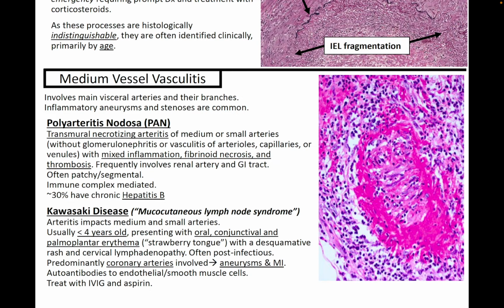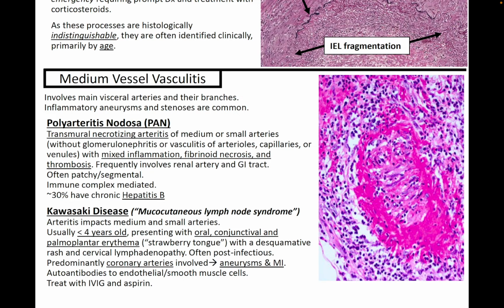It's an arteritis that impacts medium and small arteries, usually in individuals under 4 years of age, presenting with oral, conjunctival, and palmoplantar erythema, also known as strawberry tongue, with a desquamative rash and cervical lymphadenopathy. It is often post-infectious and predominantly involves the coronary arteries, leading to aneurysms and myocardial infarction, which would be quite rare in individuals otherwise under the age of 4. You wouldn't expect to see any kind of heart disease like that.